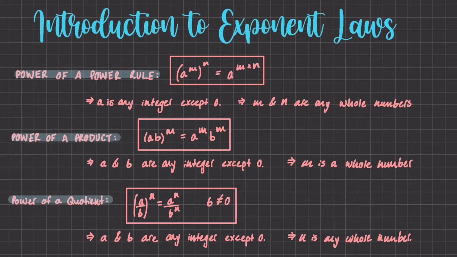In addition, the bases in these equations, so whether that's a in the power of a power rule, has to be an integer except for 0. A and b are again integers except for 0, and a and b in this final equation are integers except for 0, which has an added layer of importance because b cannot be equal to 0 in a quotient.